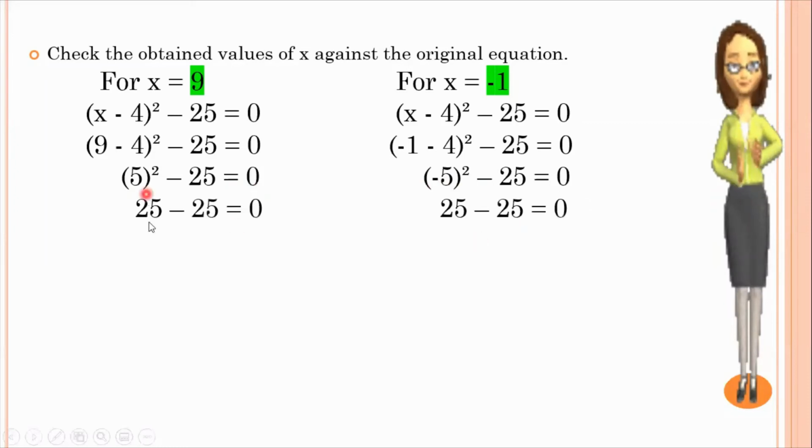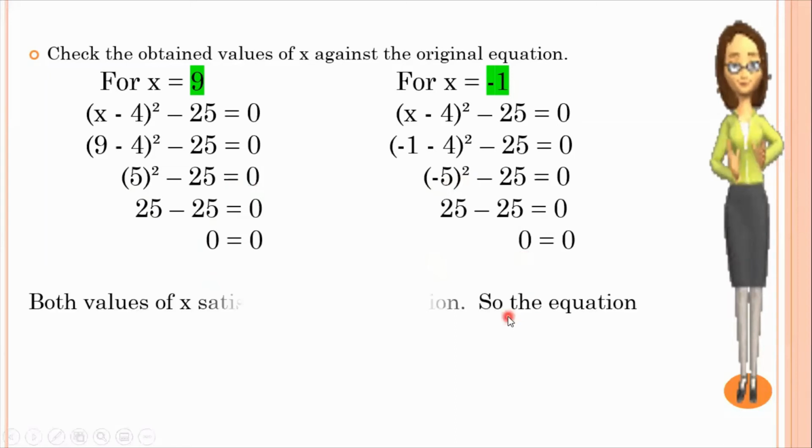So 5 times 5 is 25. Negative 5 times negative 5 is 25 also. So we have 25 minus 25 is equal to 0. 0 is equal to 0. And the other one is 0 is equal to 0. Both values of x satisfy the given equation.